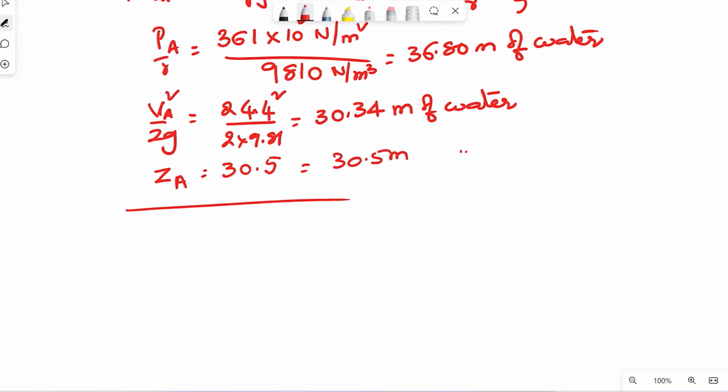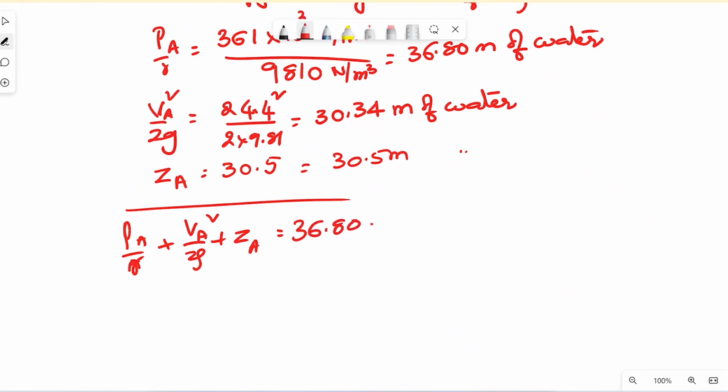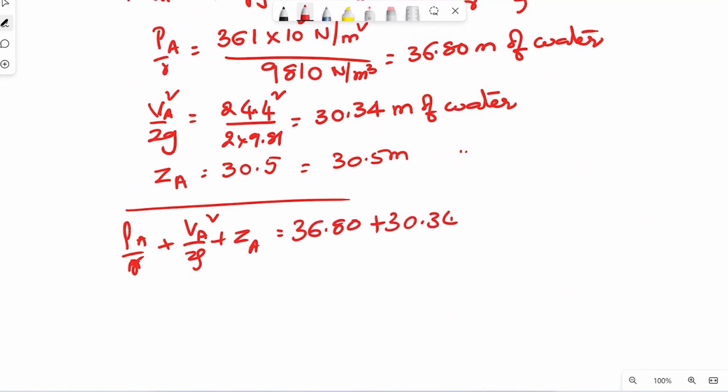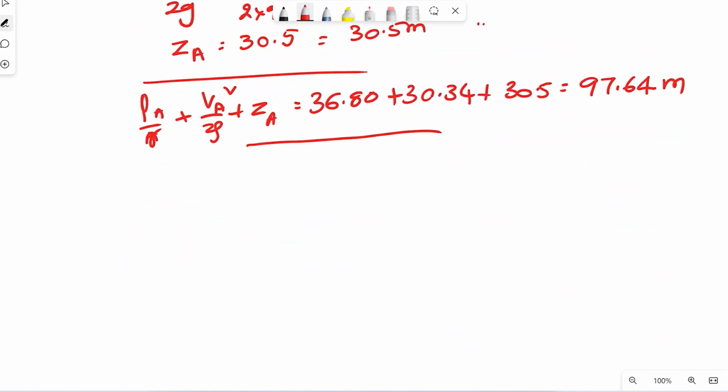So finally, how much is the total? That is Pa by gamma plus Va squared by 2g plus ZA, the total energy. It is 36.80 plus 30.34 plus 30.5, and it sums up to 97.64 meters. So that is for point A. Now let us do the same thing at B.